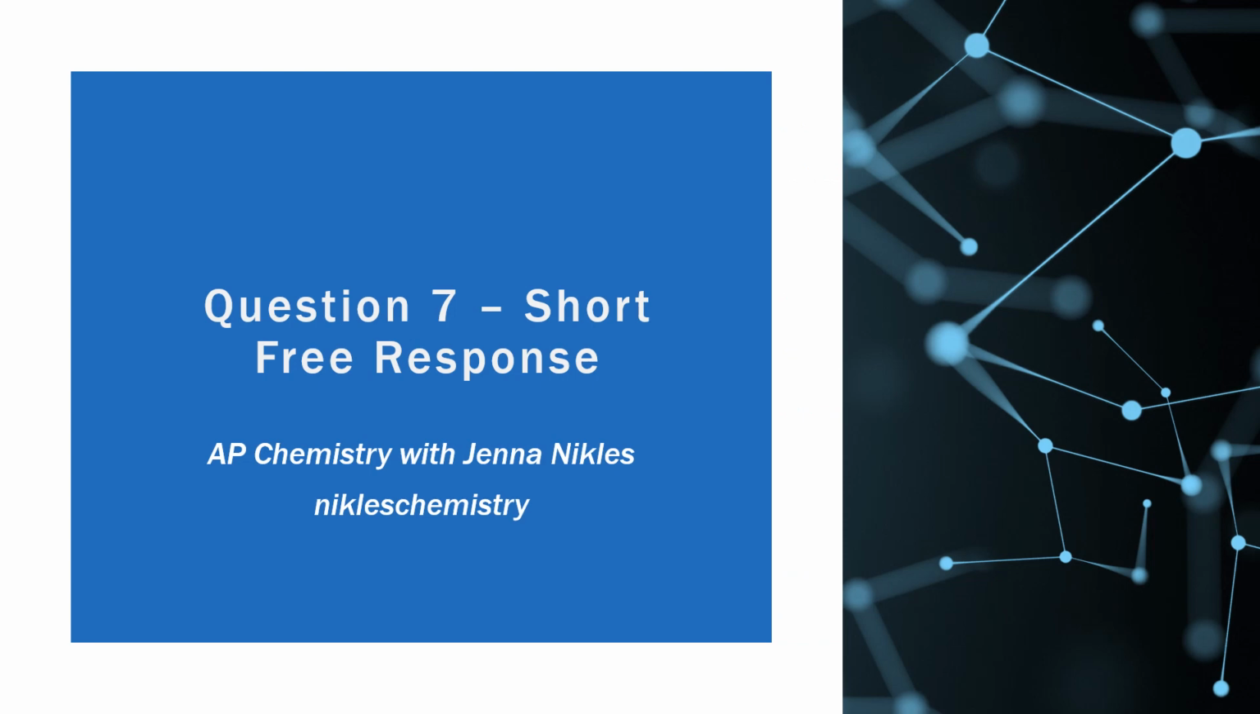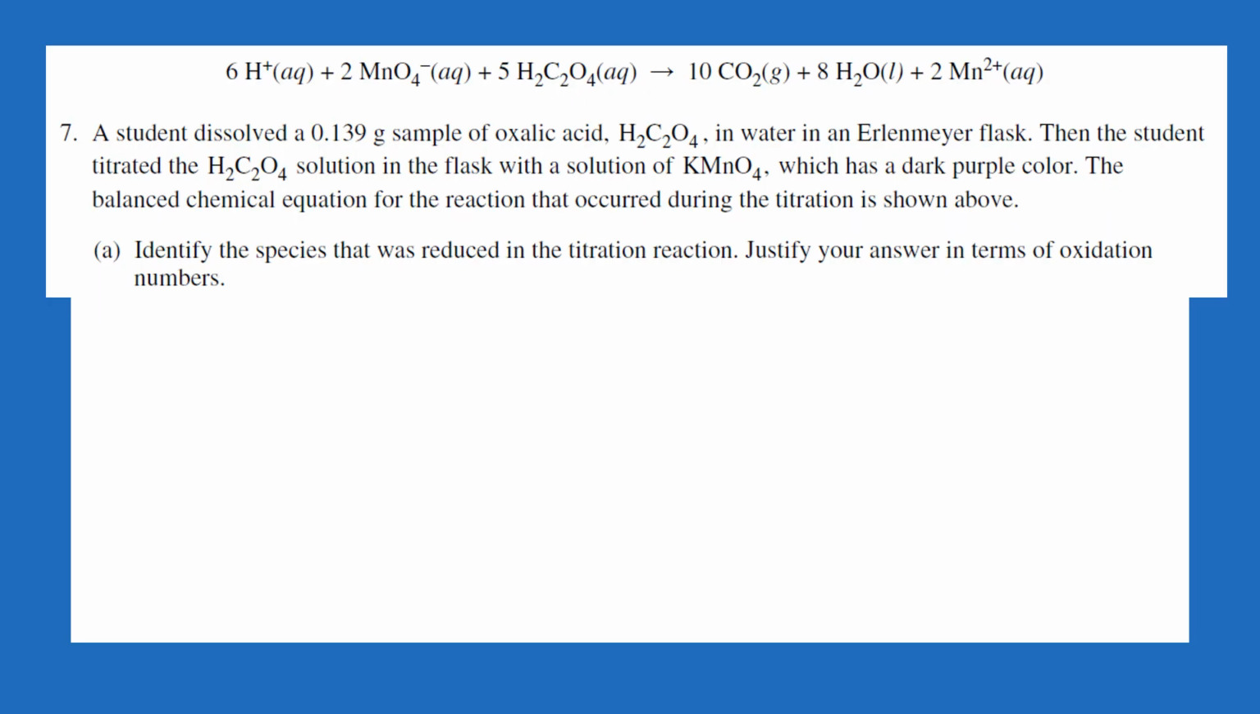And our last question of the whole exam is question 7. It's a short free response as well. So we have a 0.139 gram sample of oxalic acid. Then the student titrated it with KMnO4, which is a dark purple color. And the balanced chemical equation is shown above. Identify the species that was reduced and justify your answer in terms of oxidation numbers.